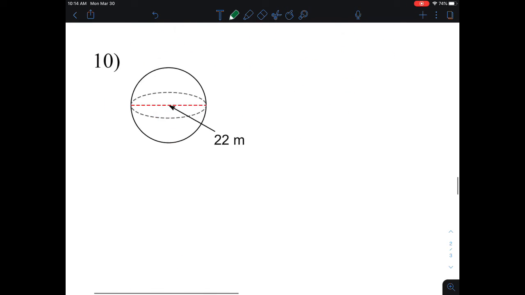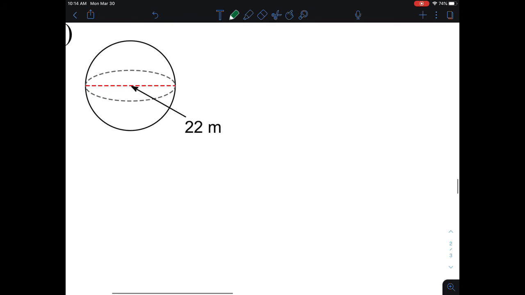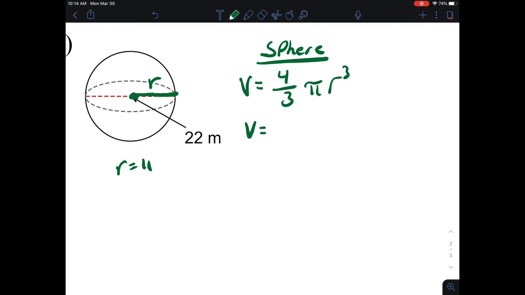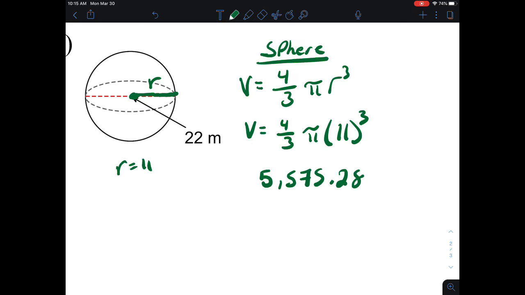All right, and one more. I look at 10. I see the stereotypical ball look here. This is a sphere. The volume of a sphere has its own formula, which is 4/3 pi r cubed. Now in this case, I'm given a diameter, so I have to find r. So r in this case is going to be 11. And so the volume here would be 4/3 times pi times 11 to the third power, which is 5,575.28 meters cubed.